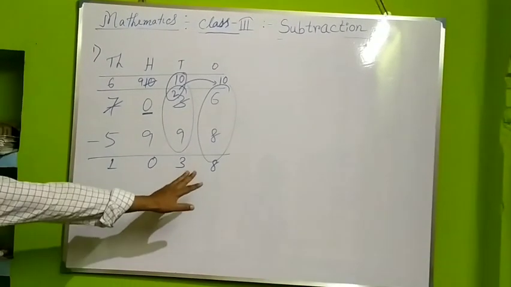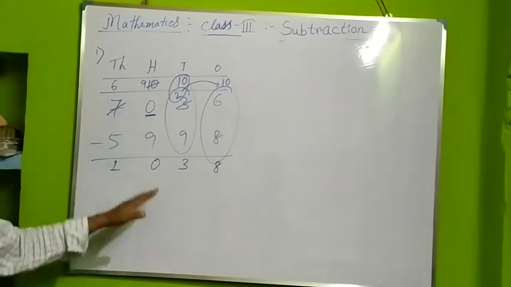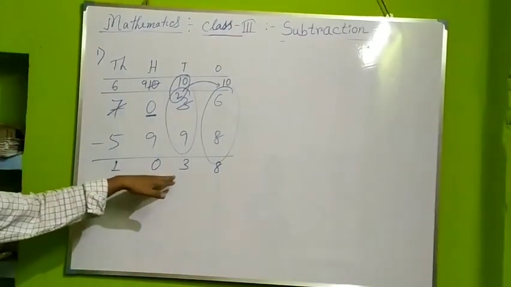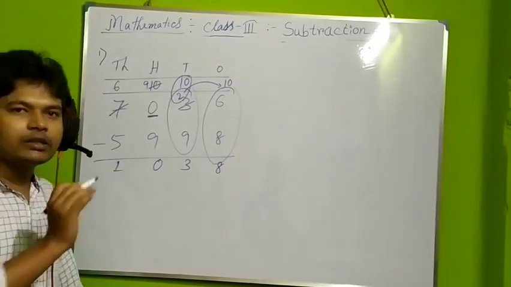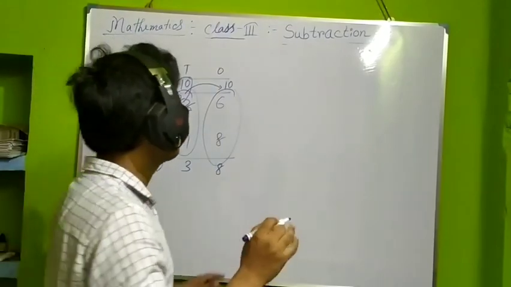Now you have to check whether the answer is correct or not, in the same procedure. Okay. At first we write down the difference, then we have to add this with the subtrahend. If we get the minuend back, then we can say the result is correct, otherwise not. So let's start.